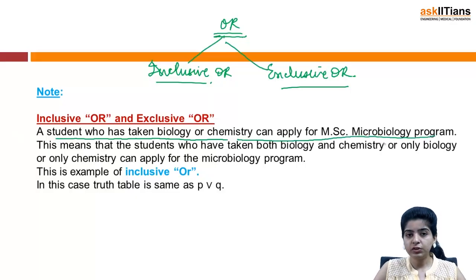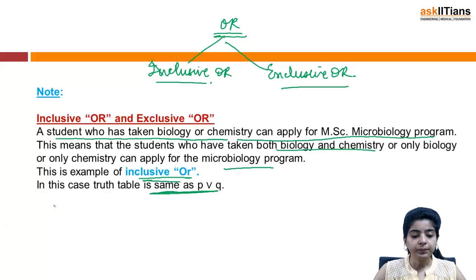So this is a condition that a student should have at least either biology or chemistry to apply for the MSc microbiology program. This means that students who have taken both biology and chemistry, or only biology, or only chemistry, can apply for this program. So this is an example of inclusive OR. In this case, the truth table is the same as P or Q.